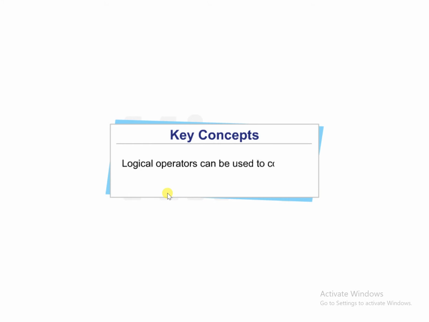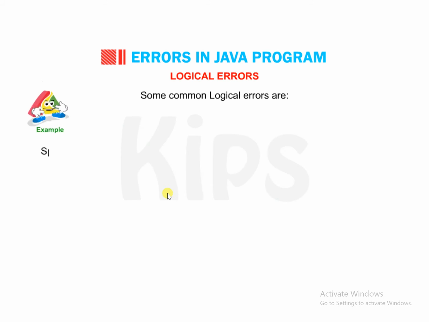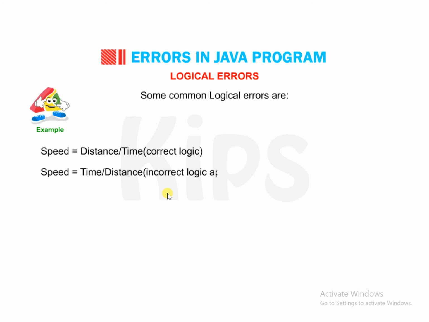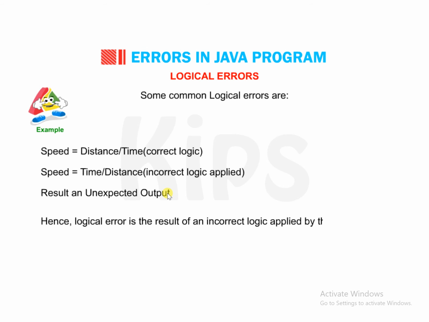Logical operators can be used to construct sophisticated conditions. For example, speed = distance / time (correct logic). Speed = time / distance (incorrect logic applied). Result: an unexpected output. Hence, a logical error is the result of an incorrect logic applied by the programmer.